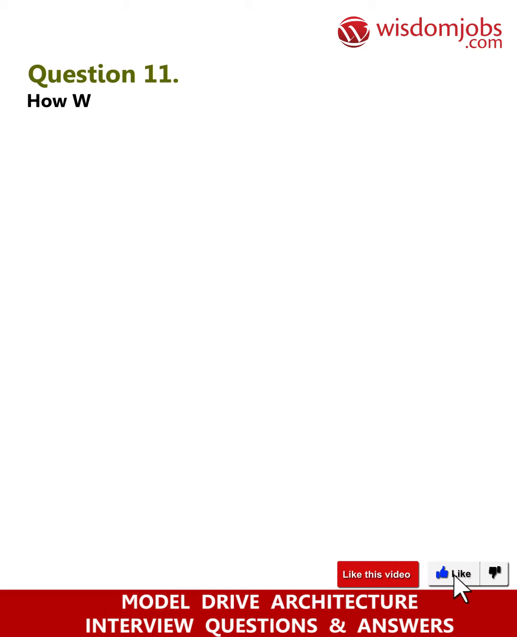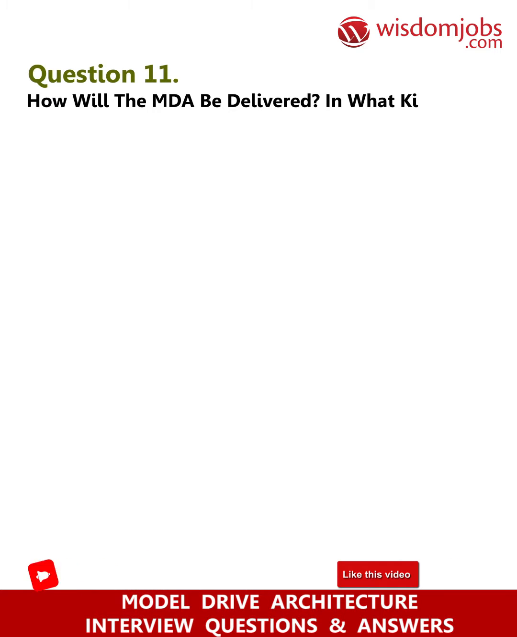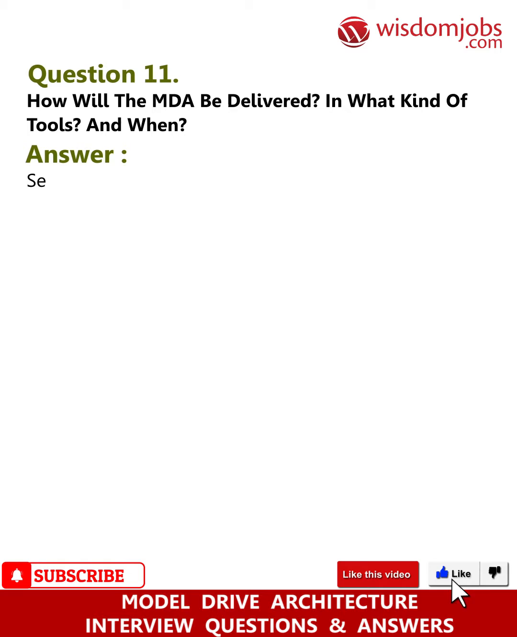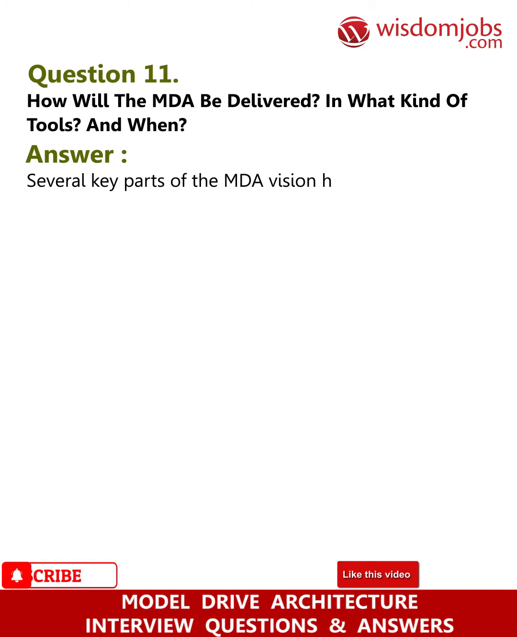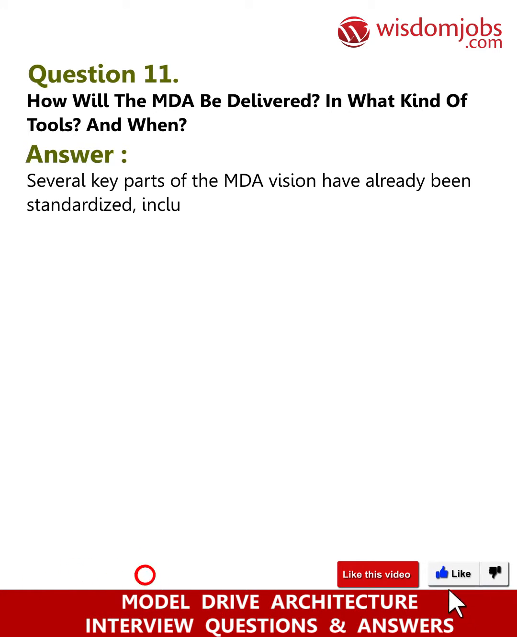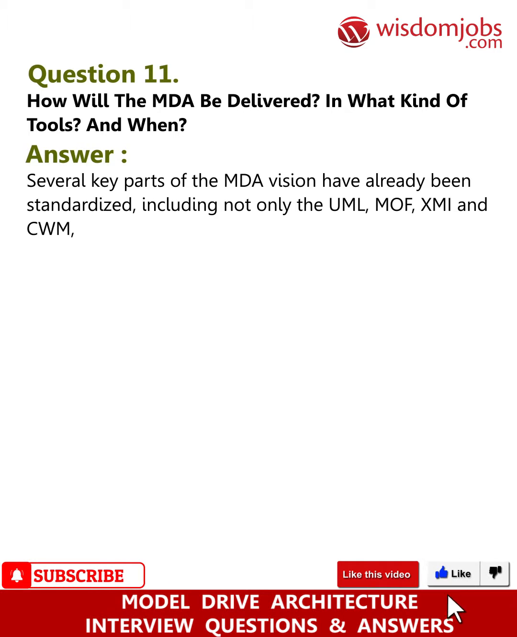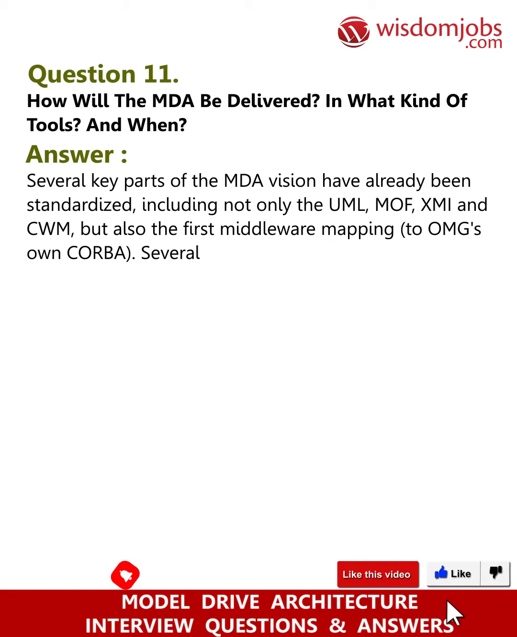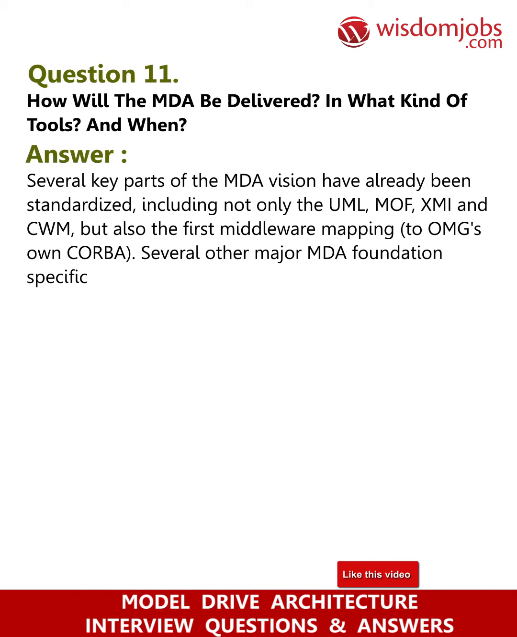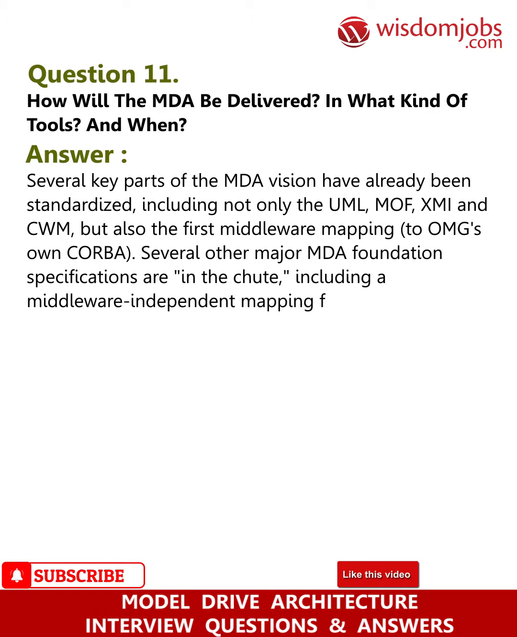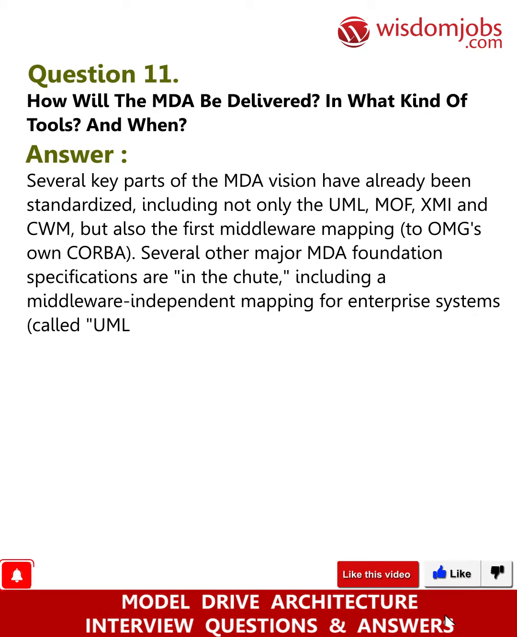Question 11. How will the MDA be delivered? In what kind of tools and when? Answer. Several key parts of the MDA vision have already been standardized, including not only the UML, MOF, XML and CWM, but also the first middleware mapping to OMG's own CORBA. Several other major MDA foundation specifications are in the chute, including a middleware independent mapping for enterprise systems called UML profile for enterprise distributed object computing.